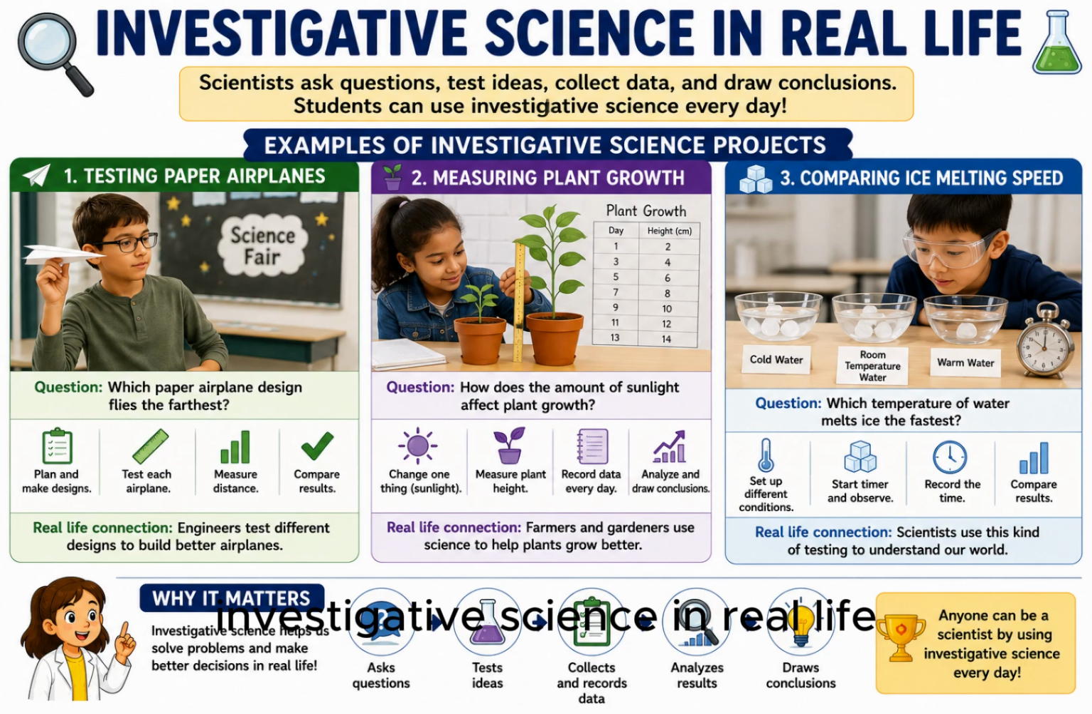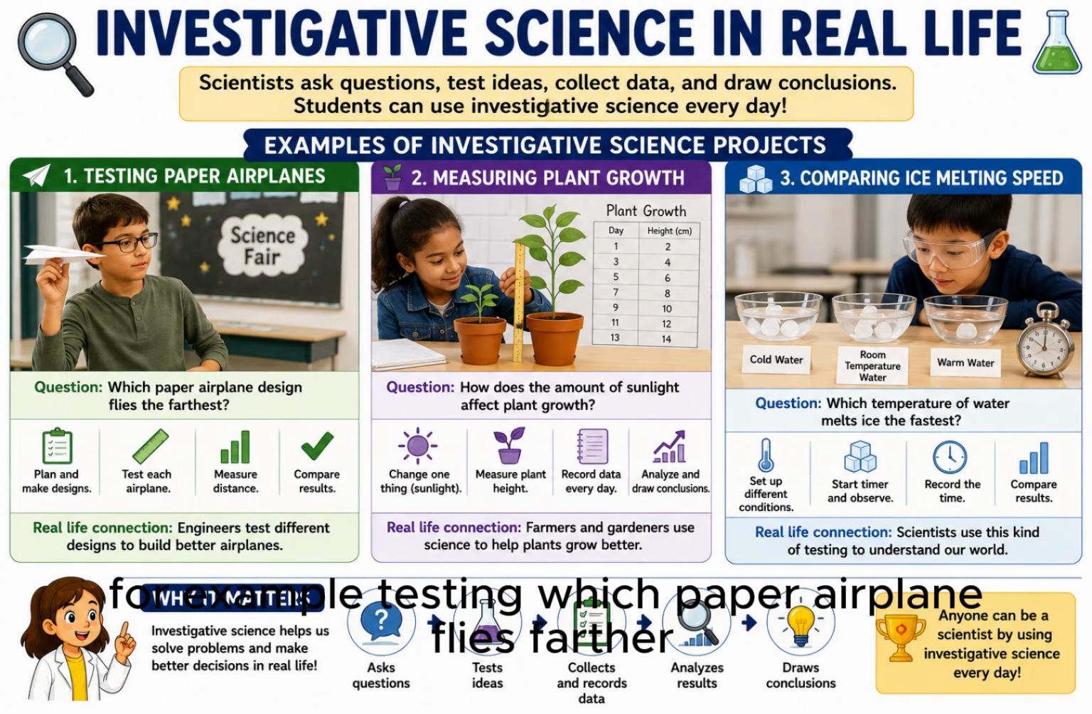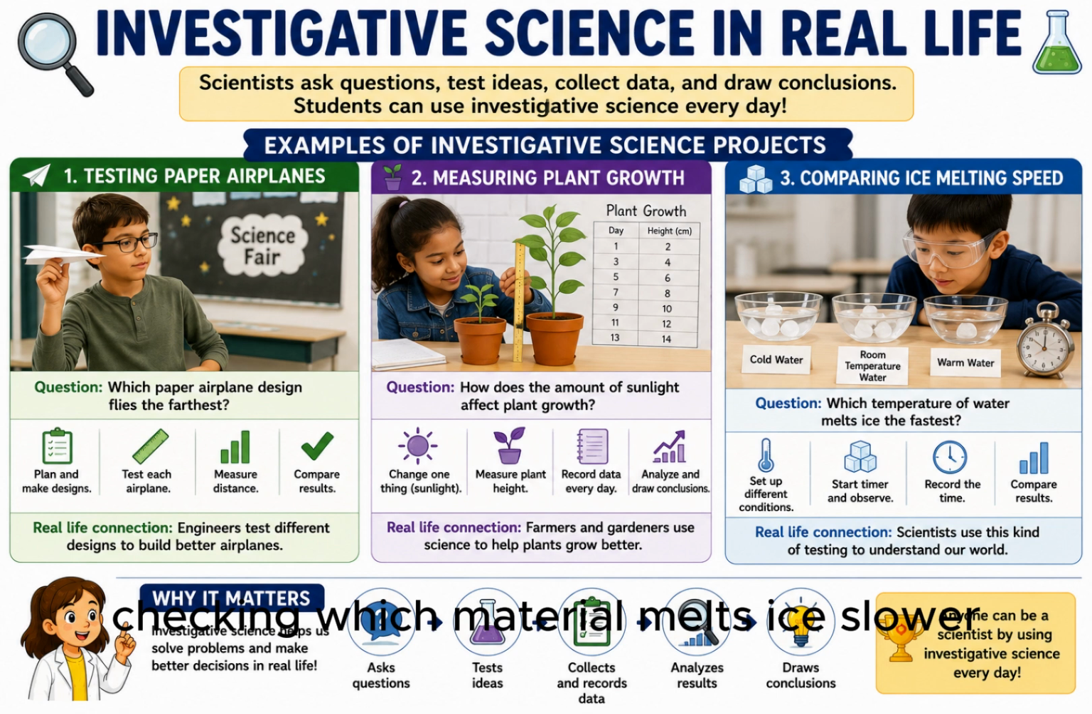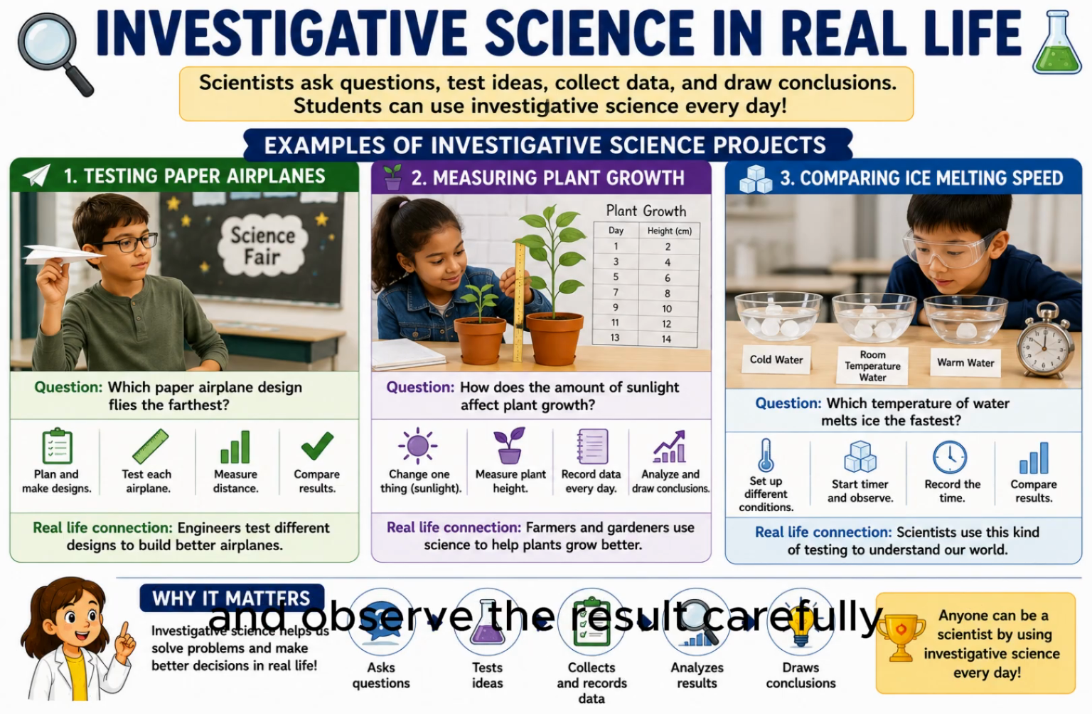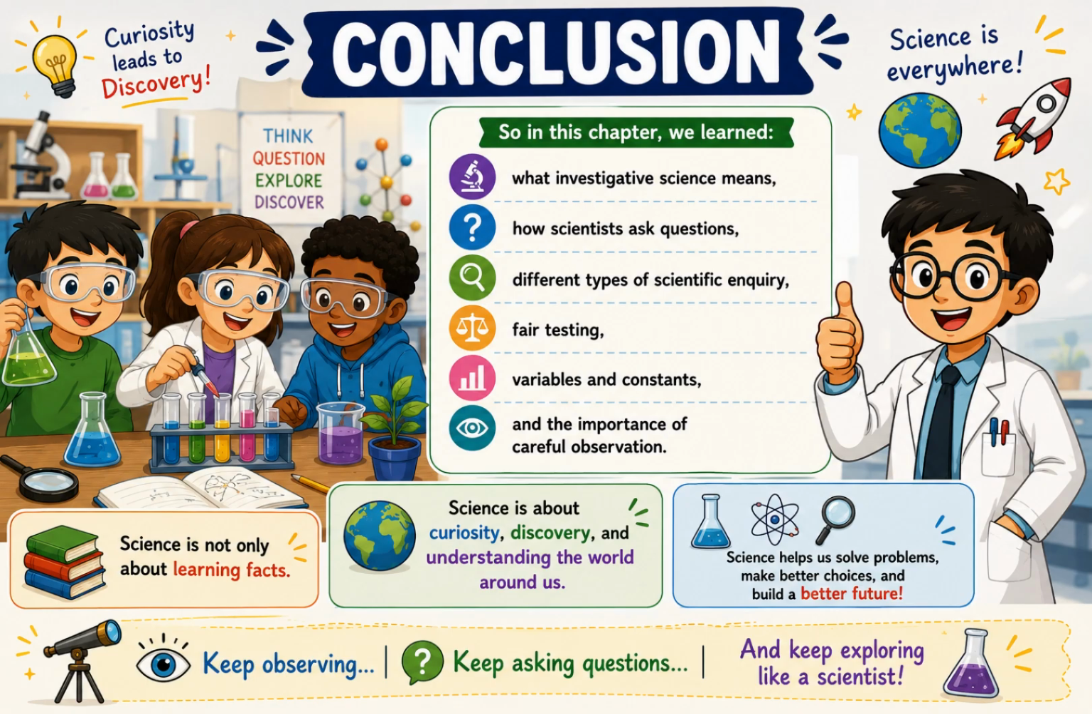Investigative science in real life. You use fair testing in everyday life too. For example, testing which paper airplane flies farther, checking which material melts ice slower, or finding which plant grows faster. Whenever you change one thing and observe the result carefully, you are using investigative science.